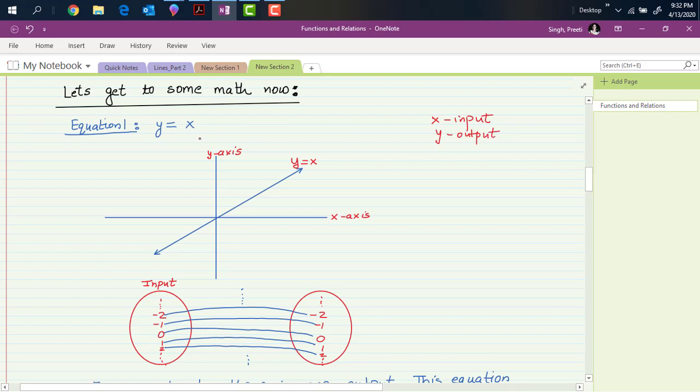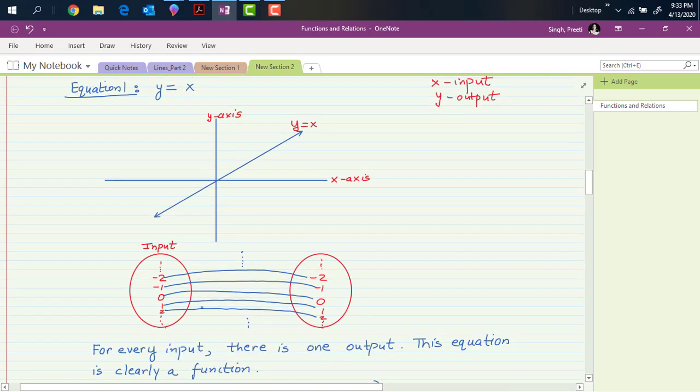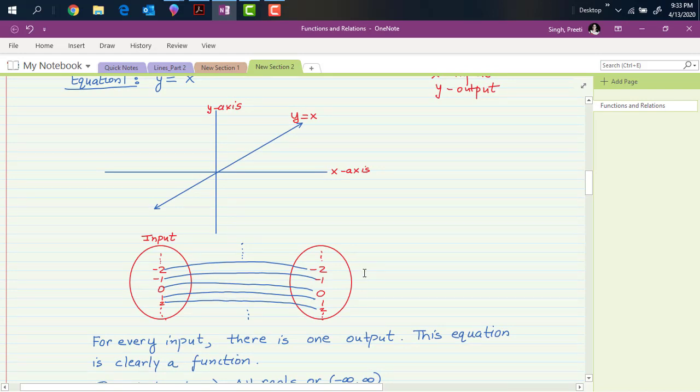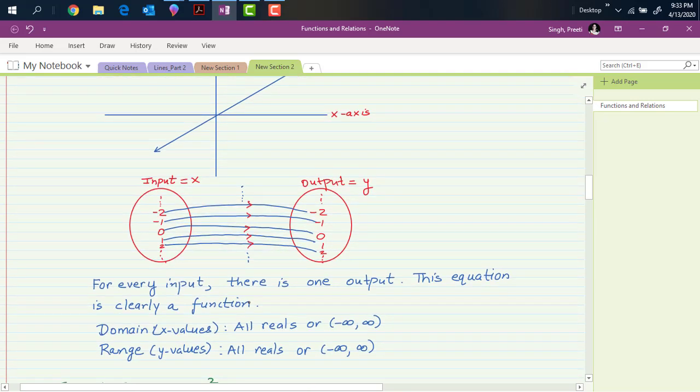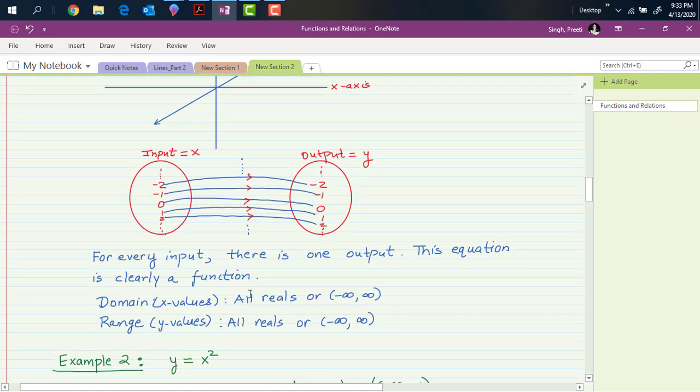So I can input any real number. x could be anything, and similarly, if x is anything and y equals x, then y is also any real number. So if you look at the diagram that I had drawn before, -2 is mapped to -2, -1 is mapped to -1. So the input values are x, and the output values are your y, right? And the arrow goes like this. So as you can see, for one input, there is one output. This equation represents a function. The domain x can take all reals, and similarly, the range is also all reals.